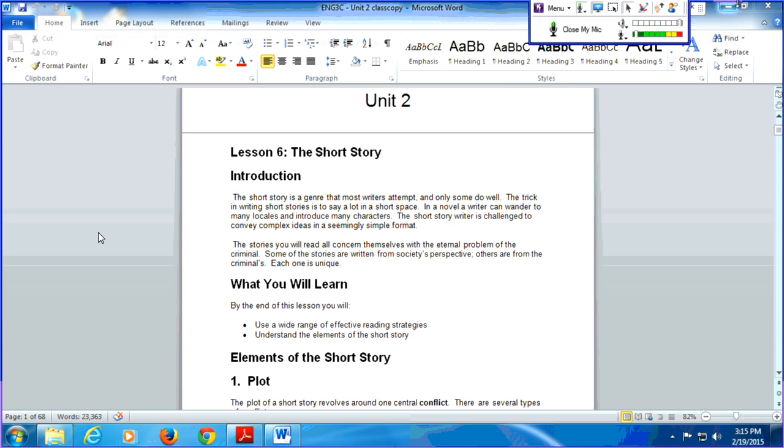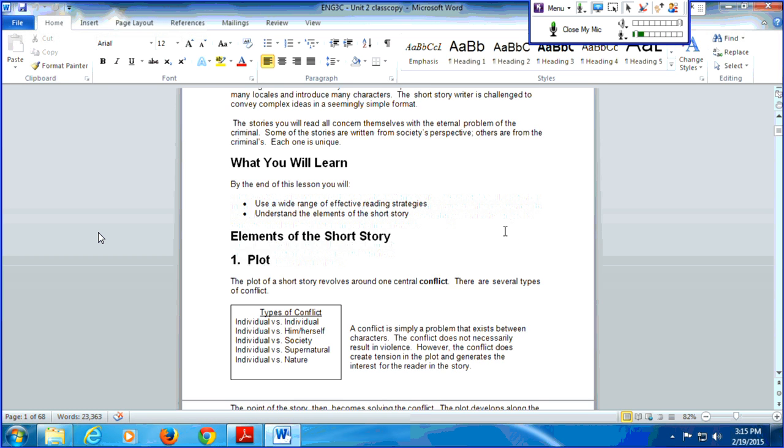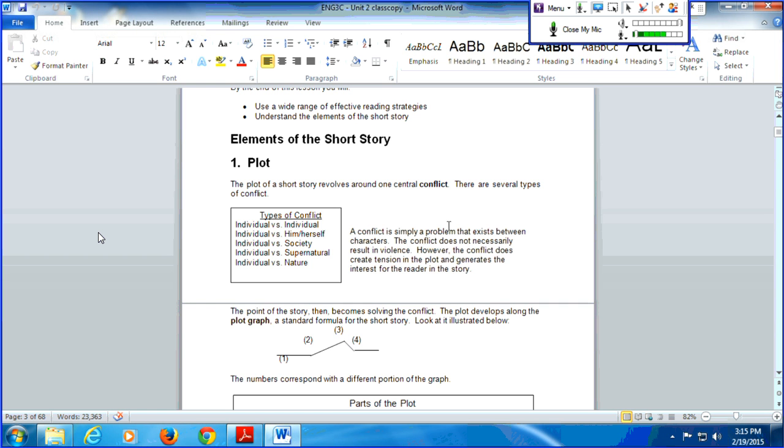So, the first thing is the plot. The plot is what actually happens in the short story. So, what are the events? Now, it all revolves around one central conflict. The conflict is a problem that exists between characters. The conflict does not necessarily result in violence. However, the conflict does create tension in the plot and it generates the interest for the reader.